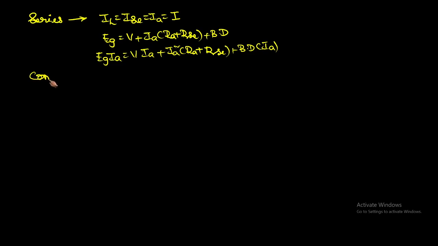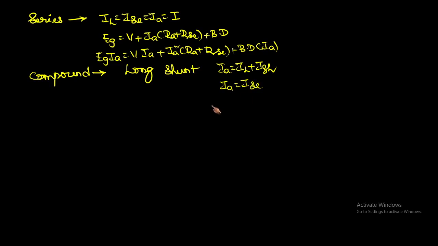Next, in the case of the compound generator, we first have the long shunt connection. In the long shunt connection, the formulas are Ia is equal to IL plus Ish. Next, Ia is equal to the series field current Ise. Next, the EMF generated is equal to V plus Ia into Ra plus Rse, plus brush drop. This is the different formula.